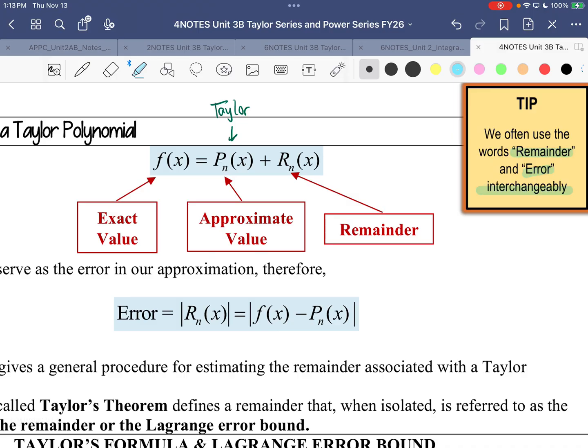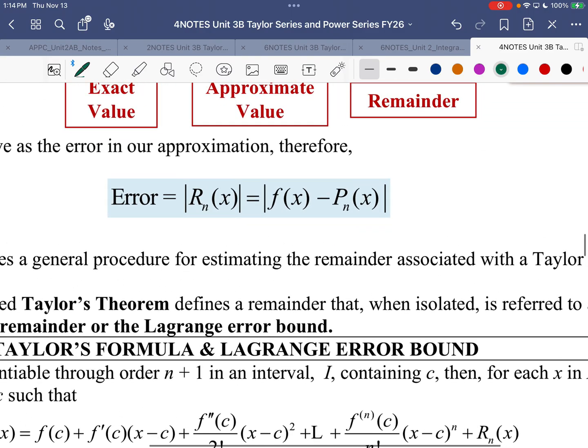So if we say remainder or we say error, they're synonyms. Now, it would follow that if I subtracted the polynomial from both sides, the remainder is equal to the difference of the actual function minus the predicted value. It's giving residual: actual minus predicted. Oh my God, that's crazy. It's almost like that's what the residual is.